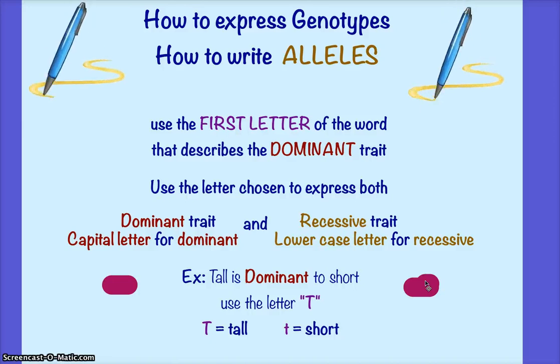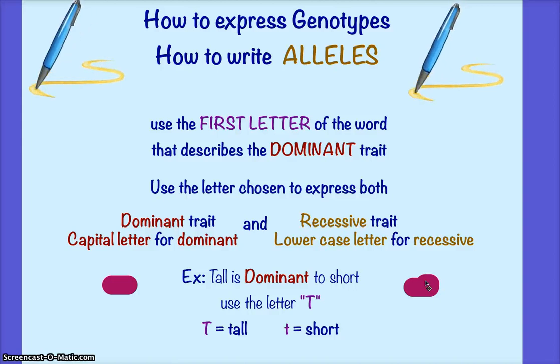So let's do this again. If blue is dominant to gray, so blue is dominant, gray is recessive. What letter are we using? We're using B. Okay? If we want to say how we're going to write the dominant gene, what are we using? Capital B. If we're going to write the recessive, what are we using? Lowercase b.